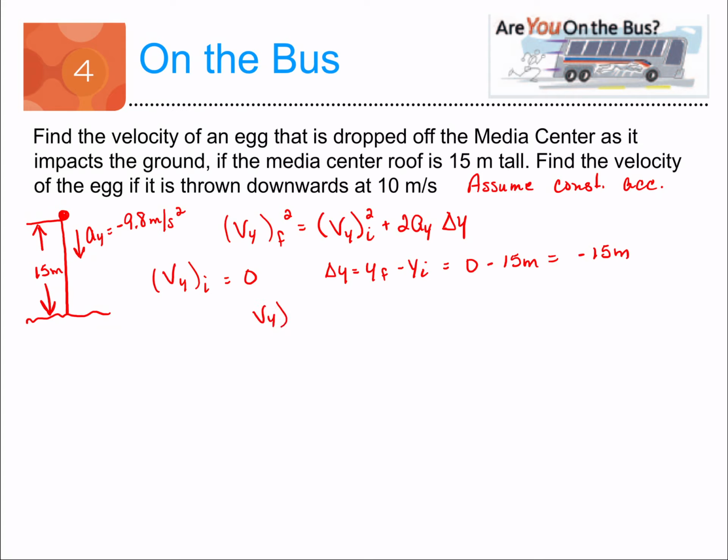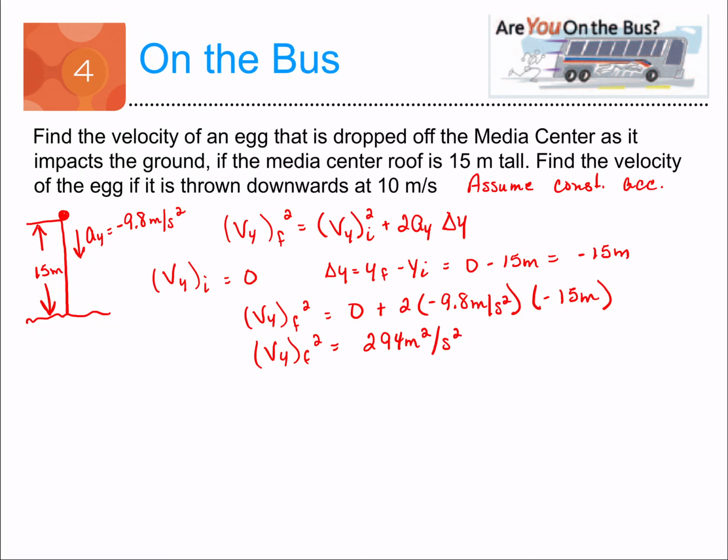So Vy final squared is going to be 0 plus 2 times negative 9.8 meters per second squared times negative 15 meters. Okay, so we're going to have Vy final squared is going to be 294 meters squared per second squared. So if we take the square root of both sides, then we get Vy final will equal 17 meters per second. And that would be the answer for part A.